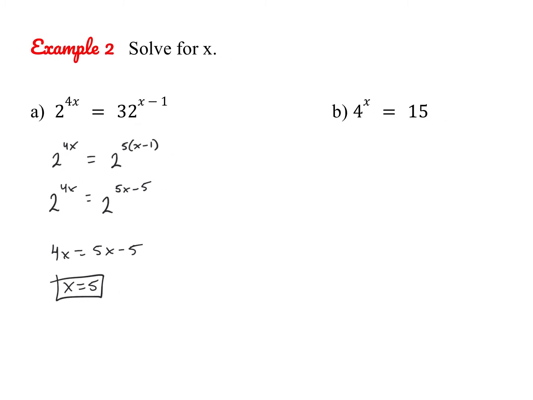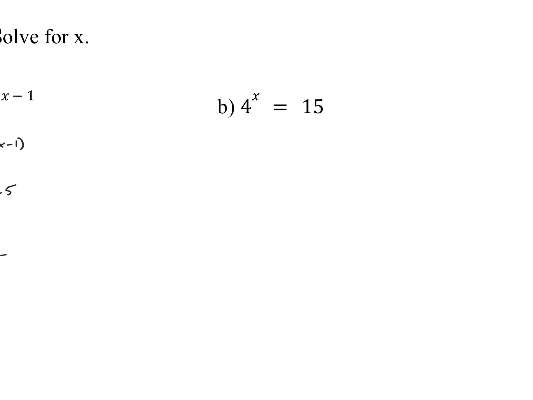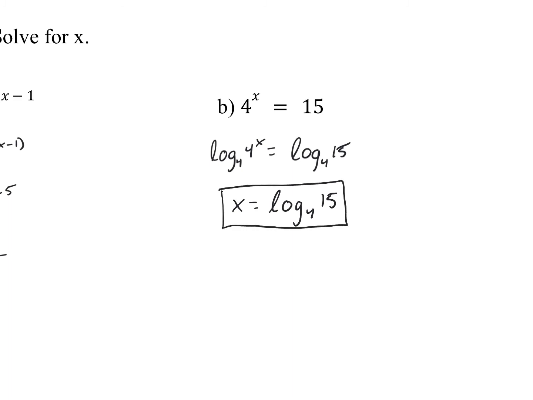So in this case, we are going to want to take the log of both sides. Actually, there are a few different ways we can do this. One, we could take the log base 4 of both sides, log base 4 of 15. And then when we simplify this expression, it's just equal to x. So x is log base 4 of 15. This would be an exact answer for us.